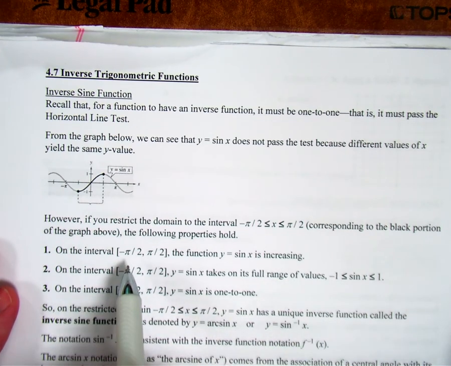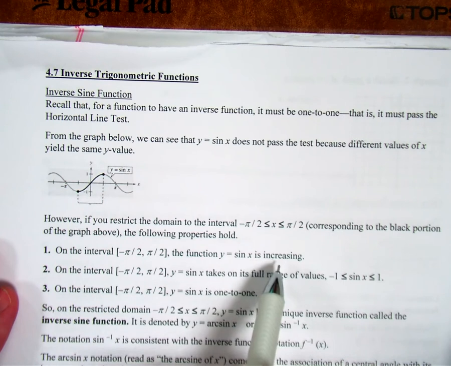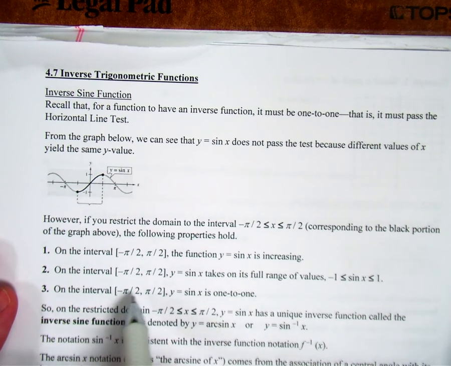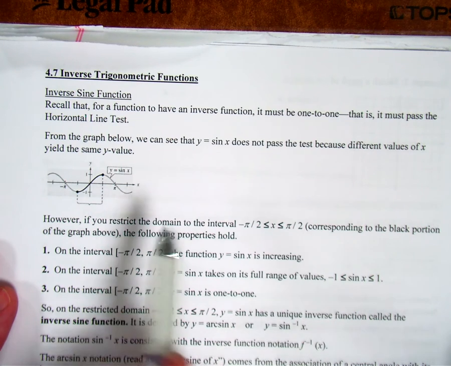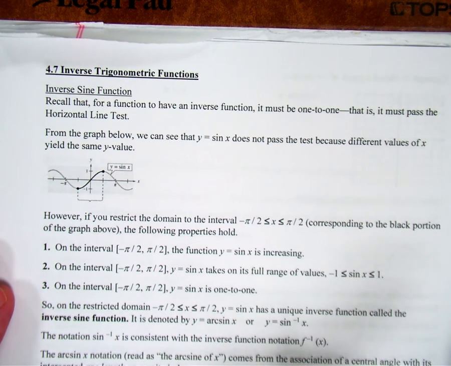On the interval negative pi over 2 to pi over 2, it's increasing the whole time. It takes on the full range of values from negative 1 to 1, and it is also 1 to 1. So that's why we look at that particular interval.